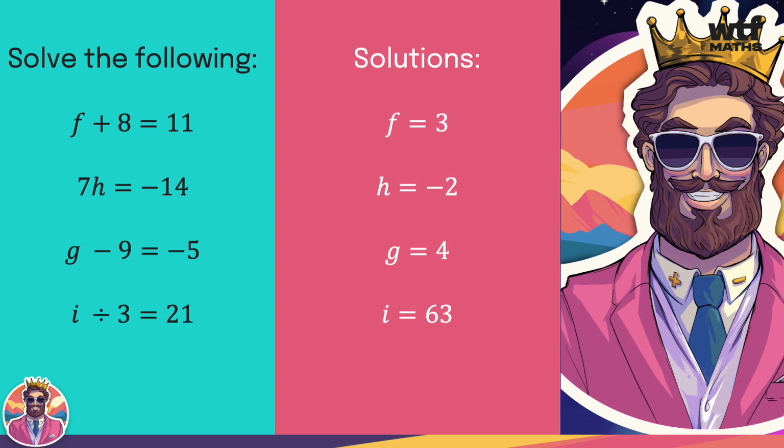Okay, the first answer, f was equal to 3. Next one, h equals negative 2. Next one, g was 4. And the final one, i was 63. Hopefully you got those answers correct.